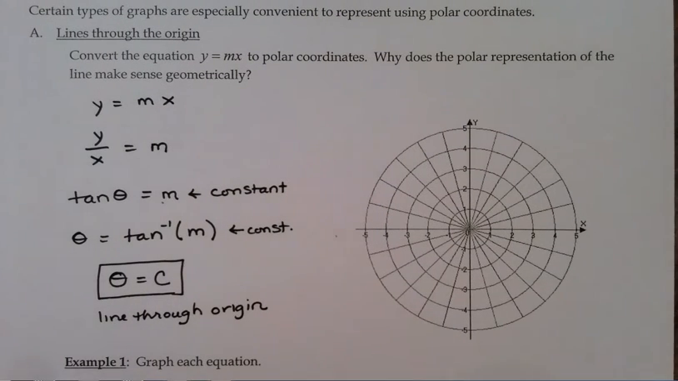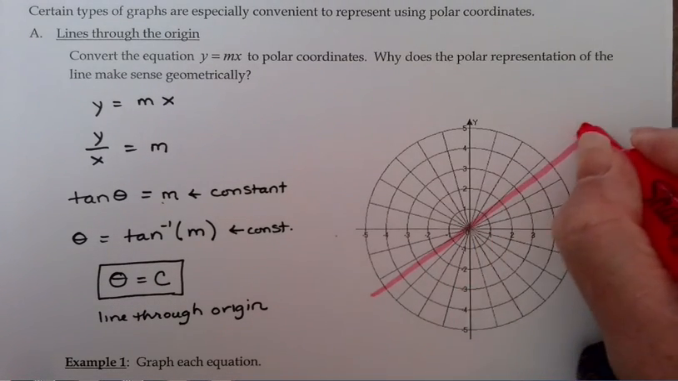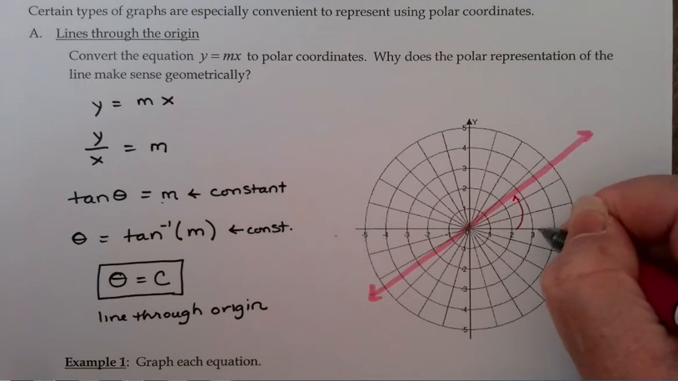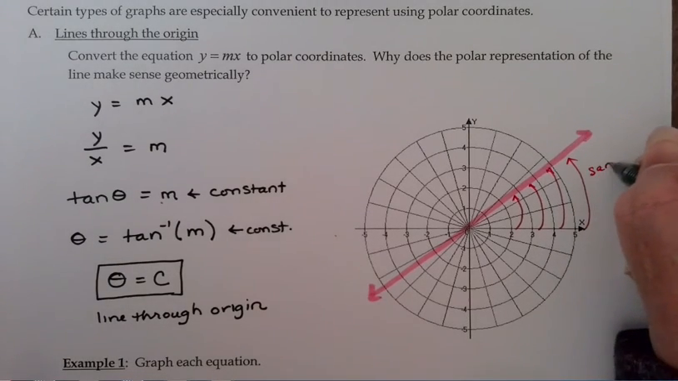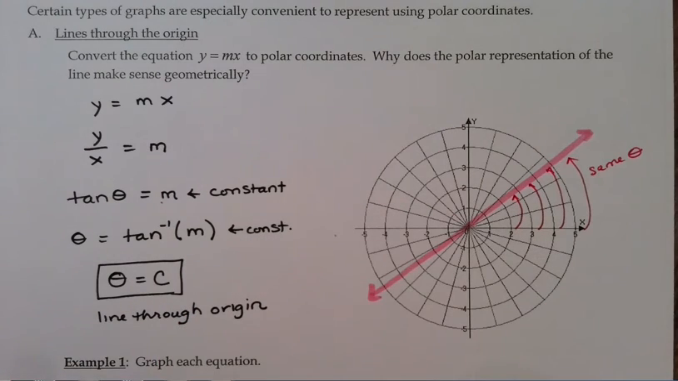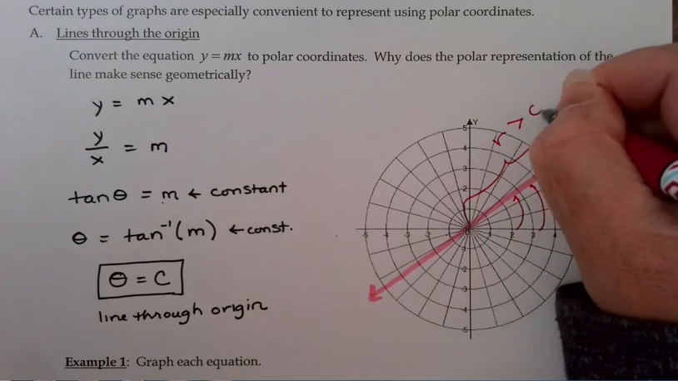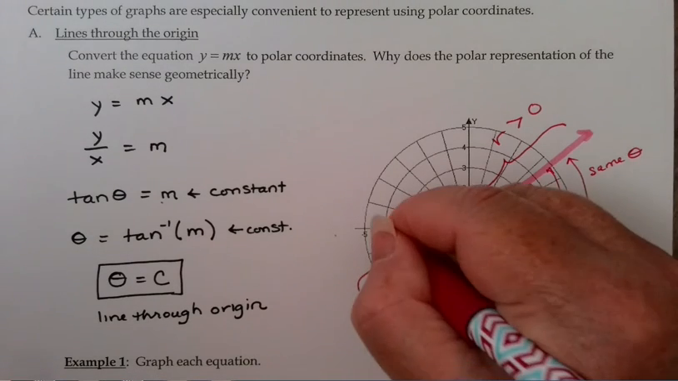If you think about that one, it kind of makes sense. If I just sort of randomly draw a line through the origin here, is it not true that all the points on this line have the same theta value? They've all been rotated the same amount from the positive x-axis. This half of the line would have r values greater than 0, positive r's, and this half of the line would have negative r's.